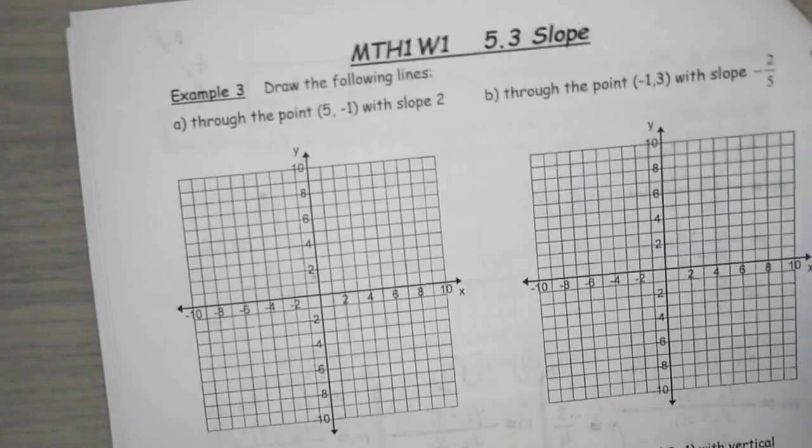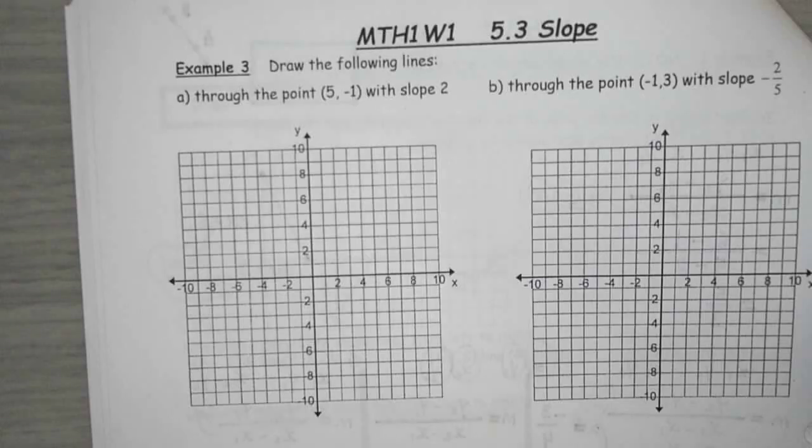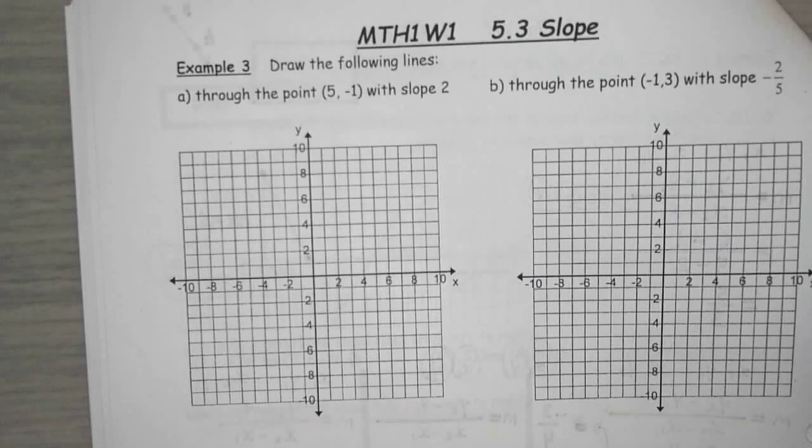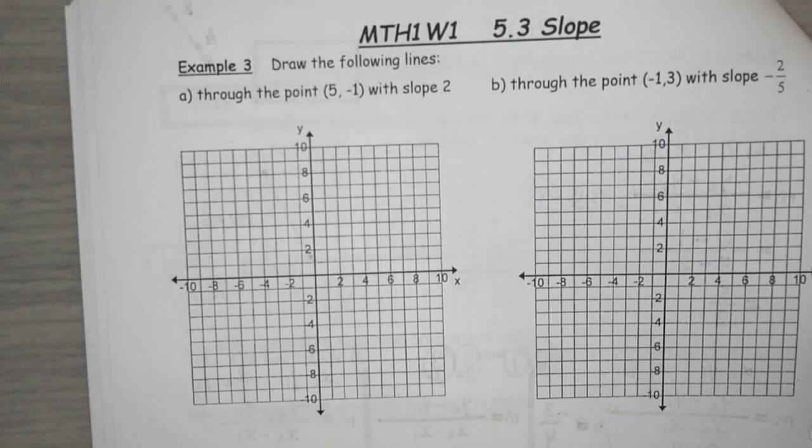Still on section 5.3. In this video, we're going to do example 3, which is drawing the lines. So this is backwards of what we were doing before. We were finding the slope from the point, so not quite backwards, but an extension from it.